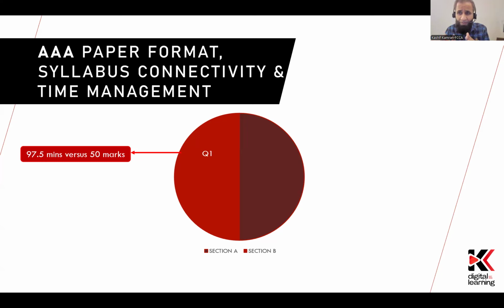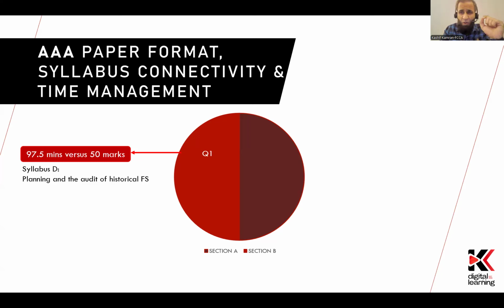So half the paper is question one, and half the time is given to question number one, 97.5 minutes. Now, more importantly, syllabus area D, planning and the audit of historical financial statement, is the mandatory area which comes in question number one.